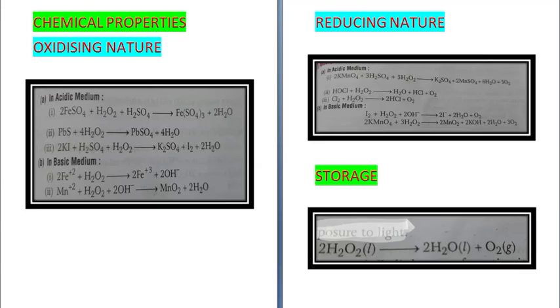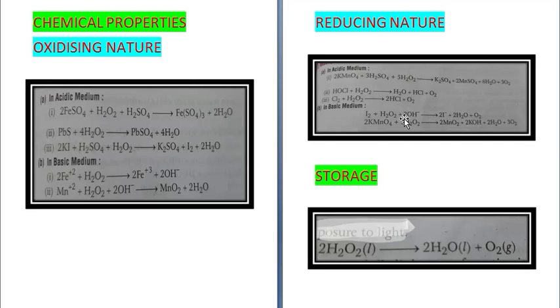The next property is reducing property. Now in acidic medium, 2KMnO4 plus 3H2SO4 plus 5H2O2 gives you K2SO4 plus 2MnSO4 plus 8H2O plus 5O2. HOCl plus H2O2 gives you H2O plus HCl plus O2, and Cl2 plus H2O2 gives you 2HCl plus O2.